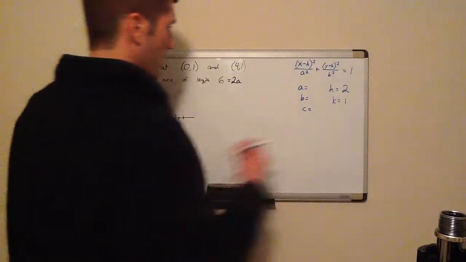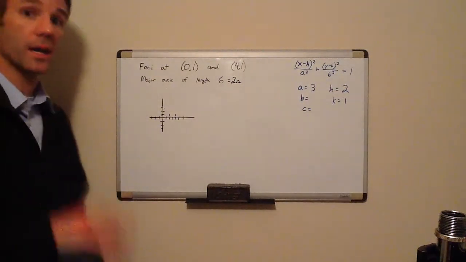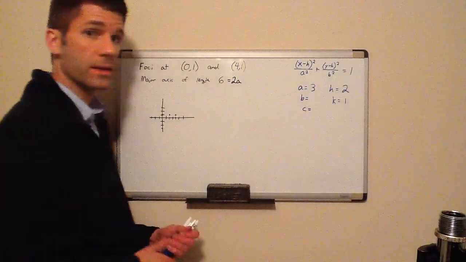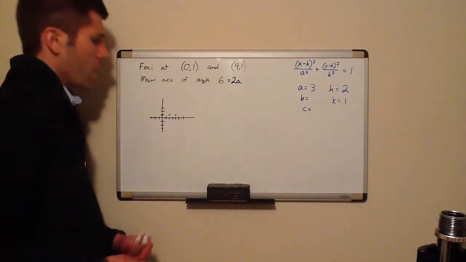Let's just write it here instead. 3. A is 3. Lucky us. All we need now is B. While we're at it too, let's start drawing this ellipse just a little bit better.